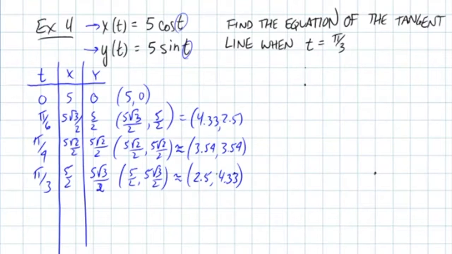And let's try one more point. At pi over 2, cosine of pi over 2 is 0 and sine of pi over 2 is 1, so we get 5 times 1, which is 5. The coordinates of that point are (0, 5).